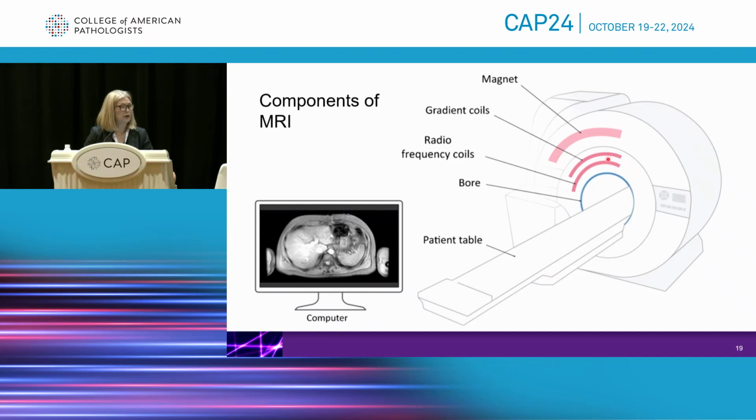The next layer is a gradient coil, and these are gradient magnets. These are not superconducting, and they do generate heat. You also need the radio frequency coils, an emitter or transmitter and a recorder. All of this is housed in a donut with a bore. This is usually a small bore, maybe 24 inches, that the patient slides through.